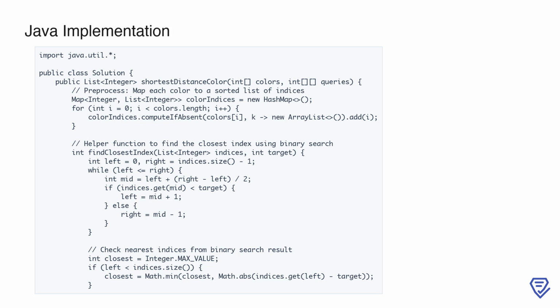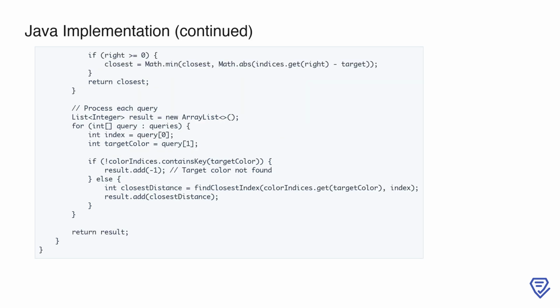Once the binary search concludes, we calculate the closest distance by comparing the indices near the binary search result. If the left pointer is still within bounds, we check the distance to that index and keep track of the minimum distance found so far. If the right pointer remains within bounds, we similarly calculate the distance to that index and update the minimum distance accordingly. This ensures that we always return the closest index to the target, regardless of whether it's to the left or right of the given position.